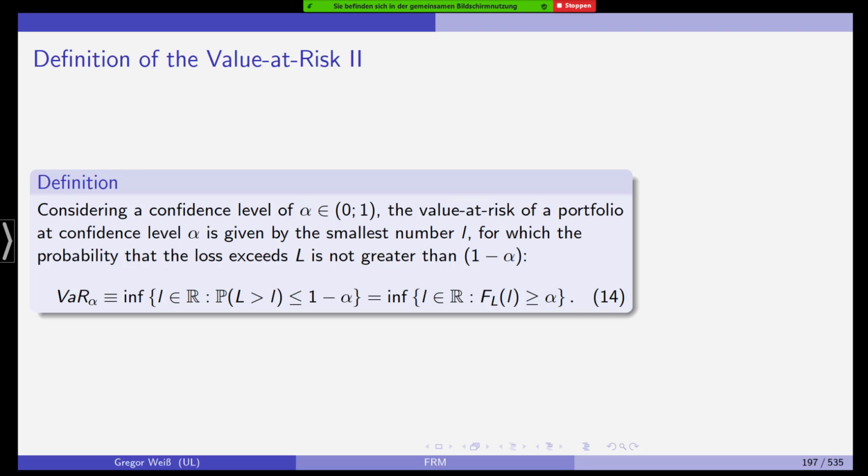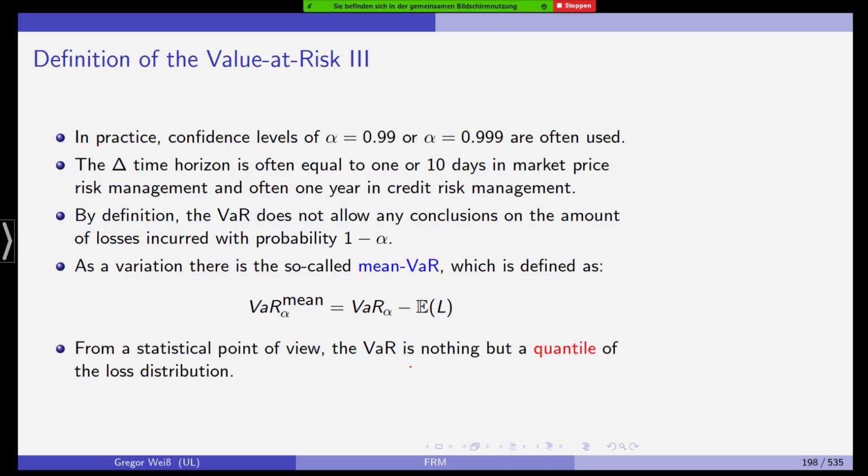We are given a confidence level of alpha, and the value at risk of a portfolio or a single investment at confidence level alpha is given by the smallest number, small l, for which the probability that the loss exceeds l is not greater than 1 minus alpha. So it's the infimum of all those losses, such that the probability that the actual loss is larger than small l is smaller than 1 minus alpha. So for example, you would choose alpha being 5%, 1%, 0.5%, and this is the value at risk.